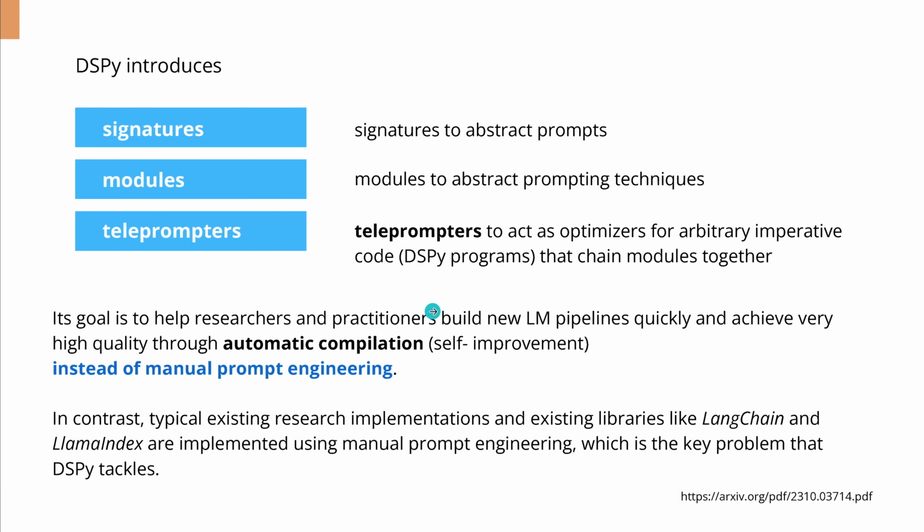The goal is to help researchers and practitioners build new language model pipelines quickly and achieve very high quality through automatic compilation, through self-improvement, instead of manual prompt engineering, instead of LangChain hard-coded prompt templates, because they are never on the domain that I need them. In contrast, Stanford writes, typical existing research implementations and existing libraries like LangChain or Llama Index are implemented using manual prompt engineering, which is the key problem that this methodology tackles.